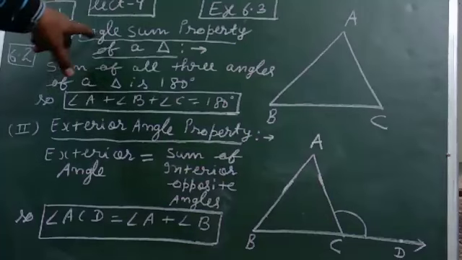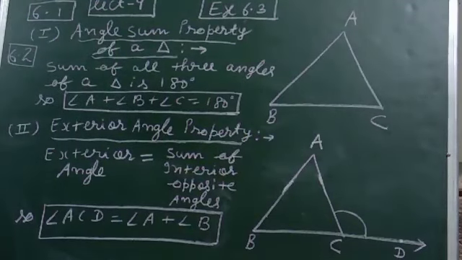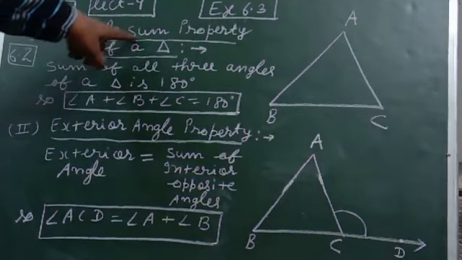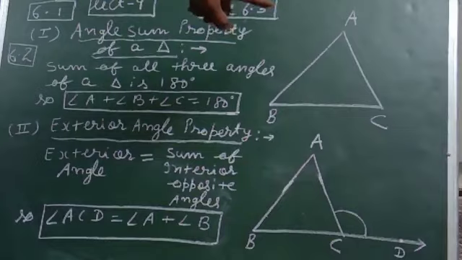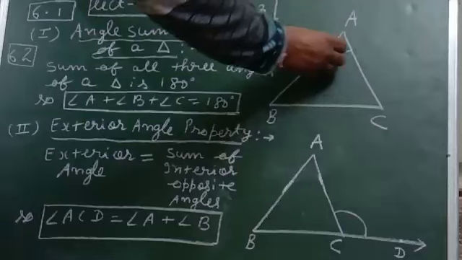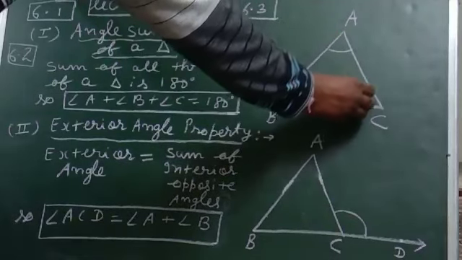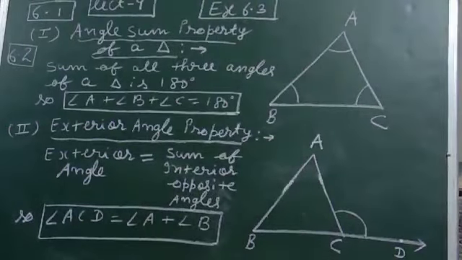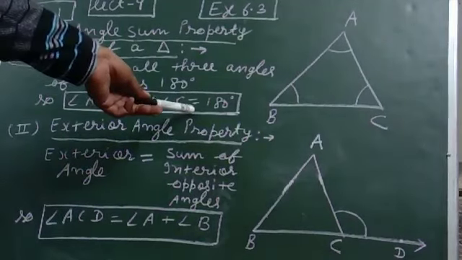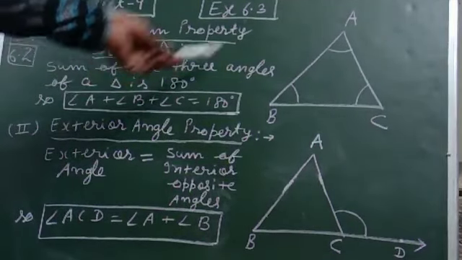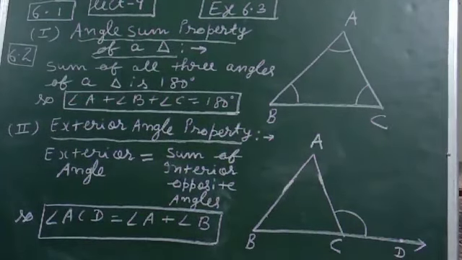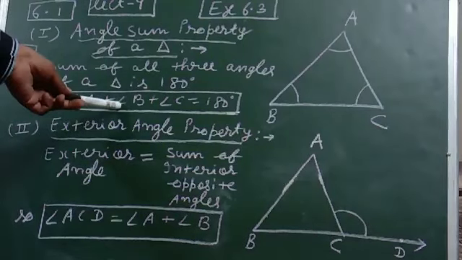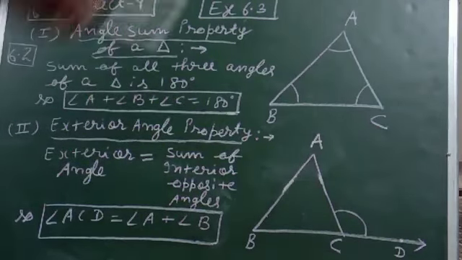So first heading, angle sum property of a triangle. The name itself tells us: angle sum means the sum of angles, of a triangle. Suppose this is a triangle. Here in this triangle we are having three angles. This is angle A, this is angle B, and this is angle C. If I add all the three angles, their sum will be 180. This is called angle sum property of a triangle. So angle A plus angle B plus angle C equal to 180.